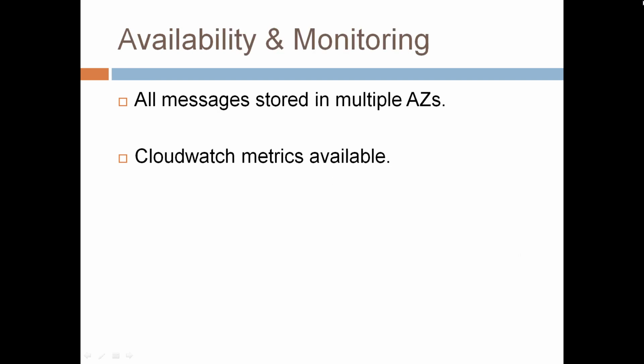Coming to the availability and the monitoring part of SQS. As all the services are highly available by default in Amazon, Amazon stores messages in multiple availability zones across a region. And you have all the CloudWatch metrics available for any of the queues that you put. So it's quite highly available and you can replace it seamlessly with your existing messaging solution.